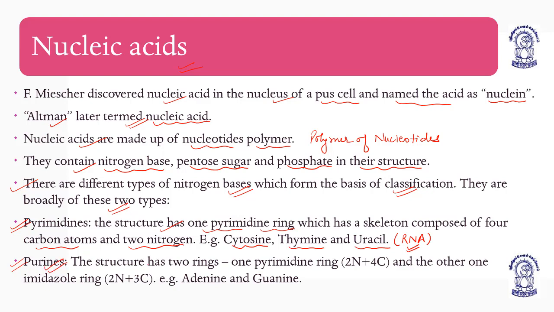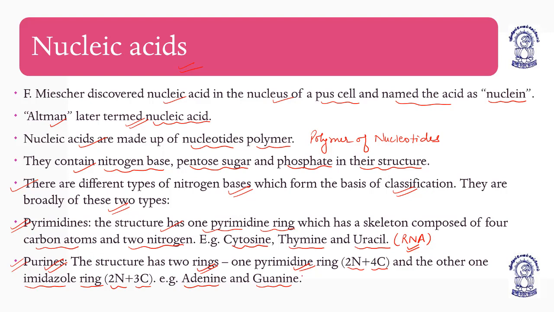Purine bases have two rings: one pyrimidine ring, that is 2 nitrogen plus 4 carbon, and the other one is the imidazole ring. The imidazole ring is made up of 2 nitrogen and 3 carbon. The examples are adenine and guanine.